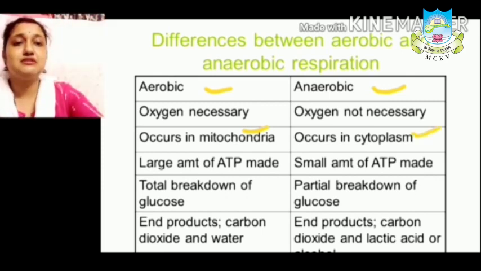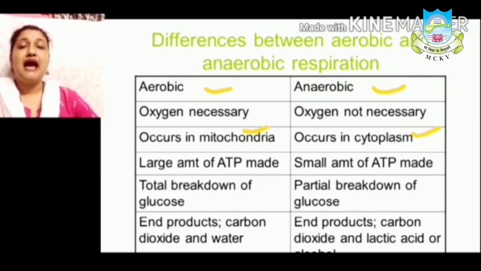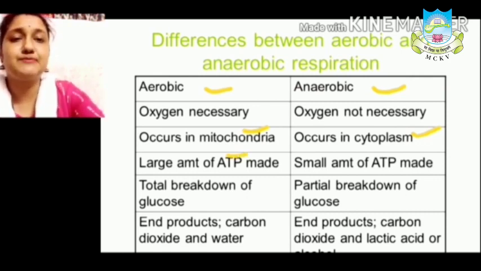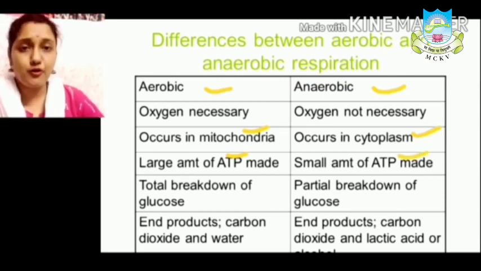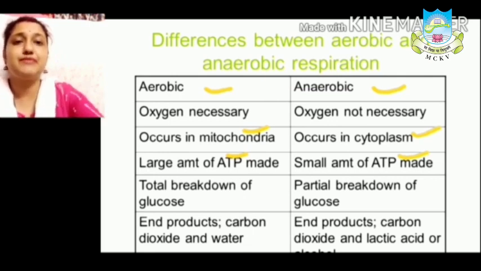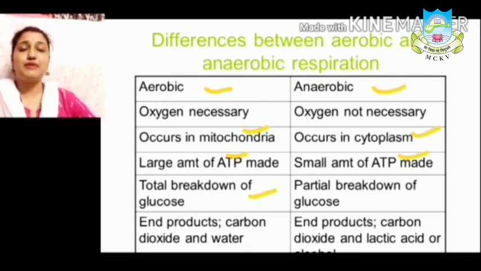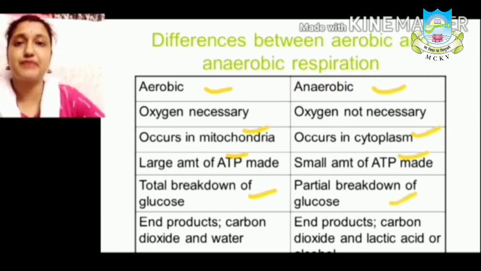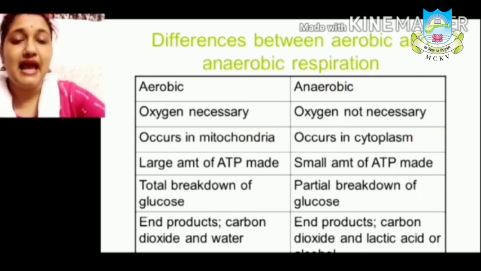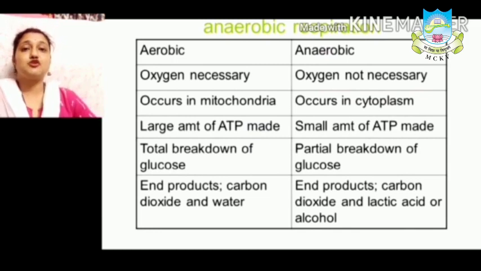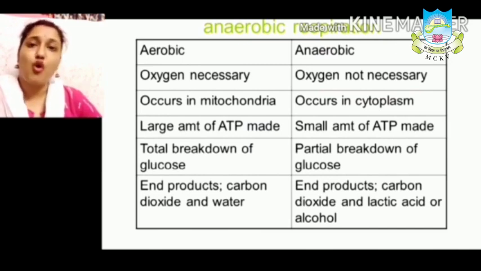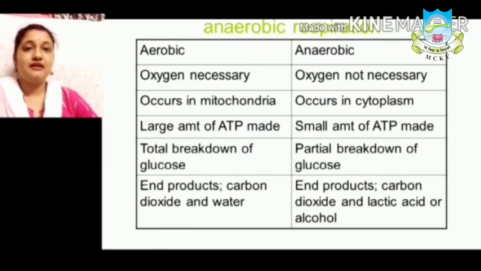Anaerobic respiration occurs in the cytoplasm. In aerobic respiration, a large amount of ATP is produced. In anaerobic, a small amount of ATP is produced. In aerobic respiration, there is total breakdown of glucose. In anaerobic respiration, there is partial or incomplete breakdown of glucose. The end products of aerobic respiration are carbon dioxide and water. And the end products of anaerobic respiration are carbon dioxide, lactic acid or ethyl alcohol, and energy.